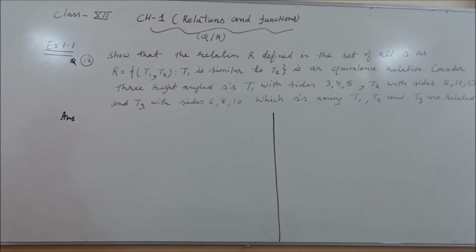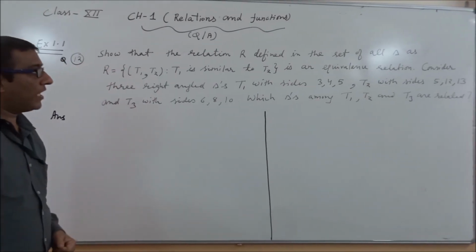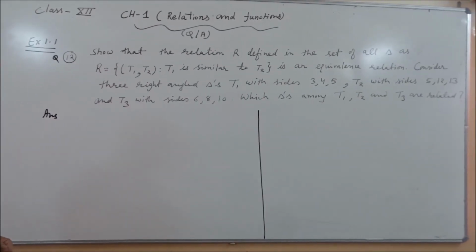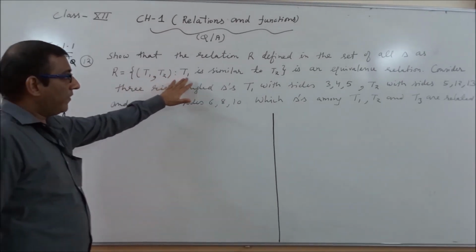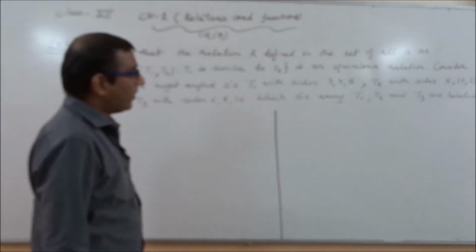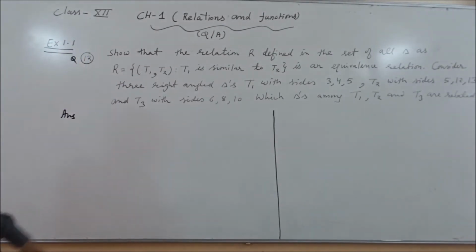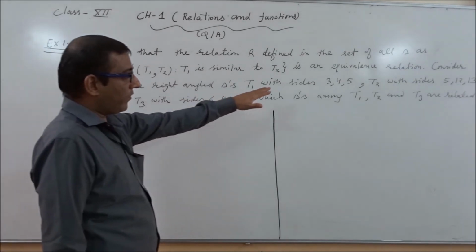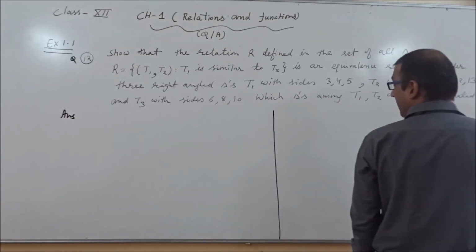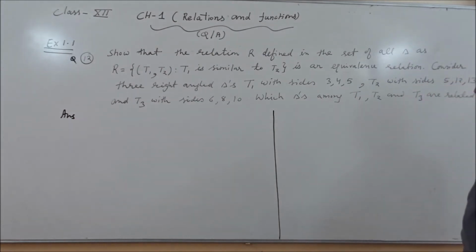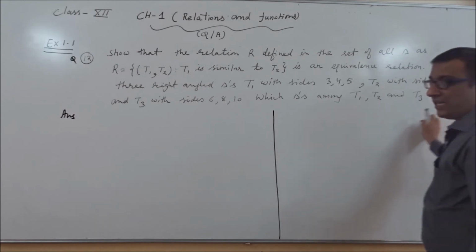Question number 12 is related to exercise 1.1. Show that the relation R defined in the set of all triangles as R equals (T1, T2): T1 is similar to T2, is an equivalence relation. And after that we have to consider three right angle triangles: T1 with sides 3, 4, 5, T2 with sides 5, 12, 13 and T3 with sides 6, 8, 10. Which triangles amongst T1, T2 and T3 are related?